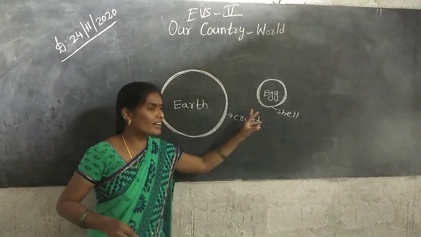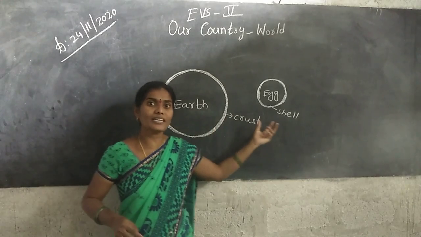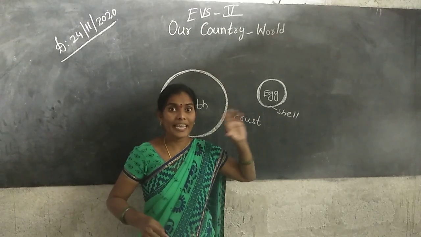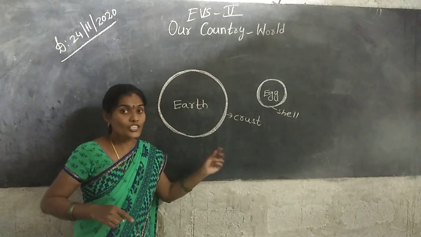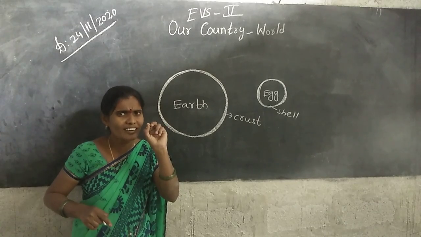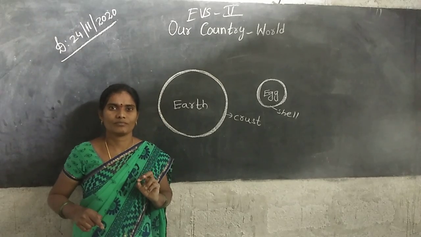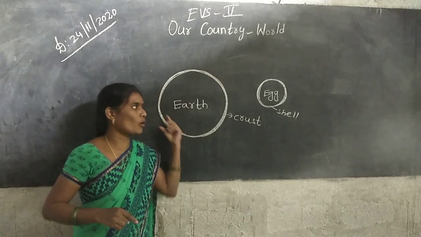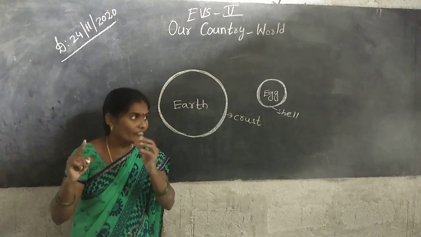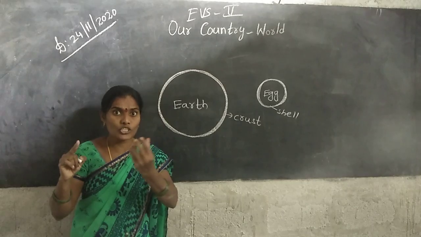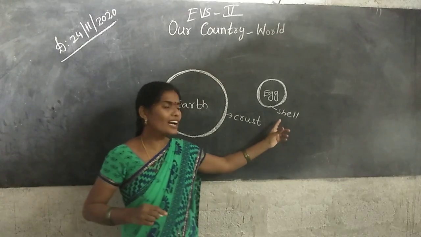Earth layers are compared with the egg. On the egg there is a shell, that shell is the crust. The shell is thin, isn't it? The crust of our earth is also thin. The outer layer is called the crust, where we stand and where we live. It is like the shell.